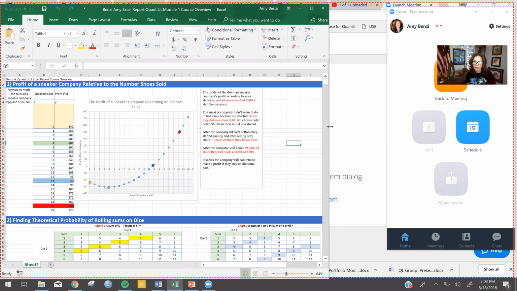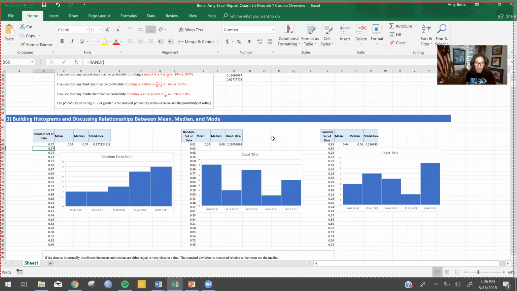Number 3, we're looking at building some different histograms. I had some ways that I could make my histograms move around and change shape depending on which random numbers were used to create my histograms. And I show all different kinds of shapes. I also calculated the mean, the median, and the standard deviation for each set.